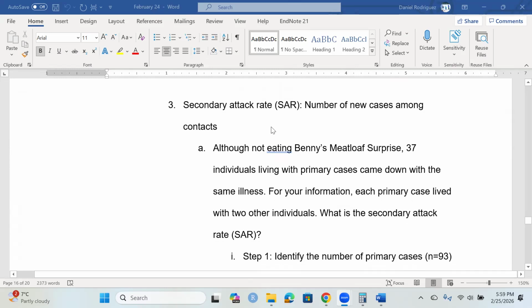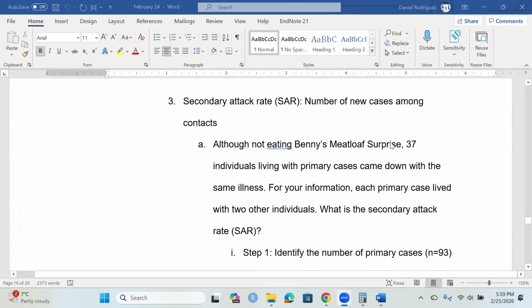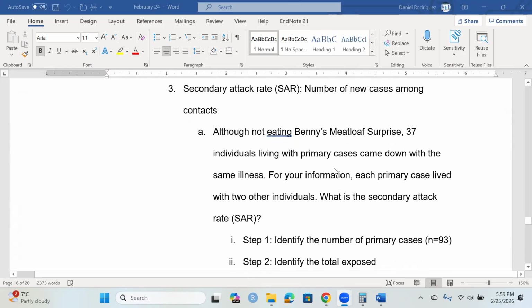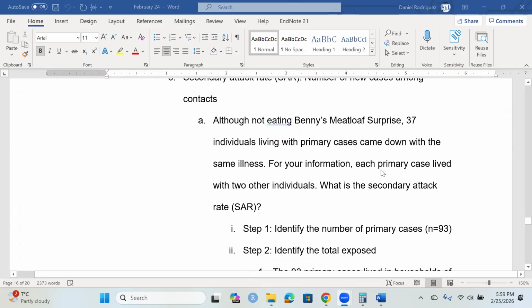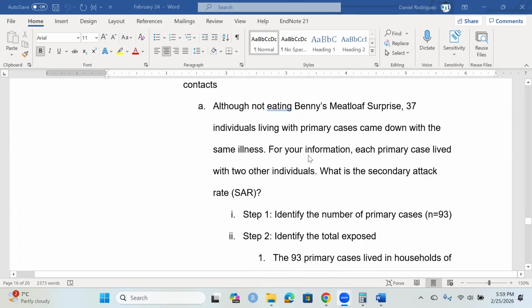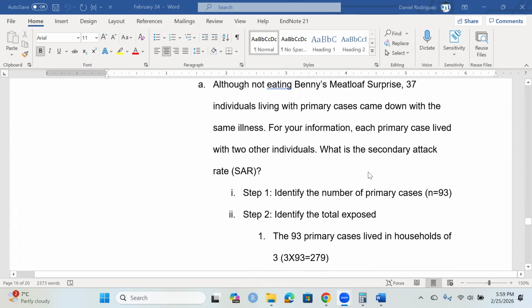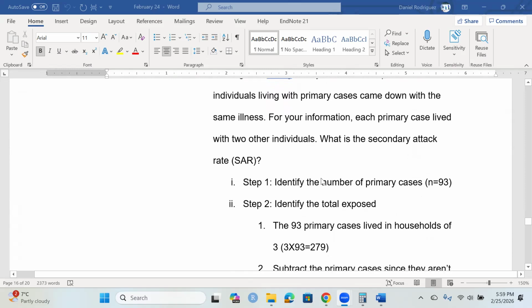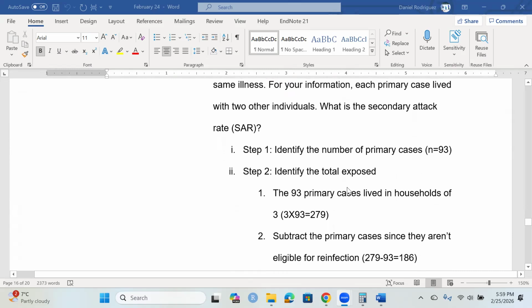So this is known as secondary attack rate. It's the number of new cases among contacts. So although not eating Benny's meatloaf surprise, 37 individuals living with primary cases came down with the same illness. For your information, each primary case lived with two other individuals. What is the secondary attack rate?